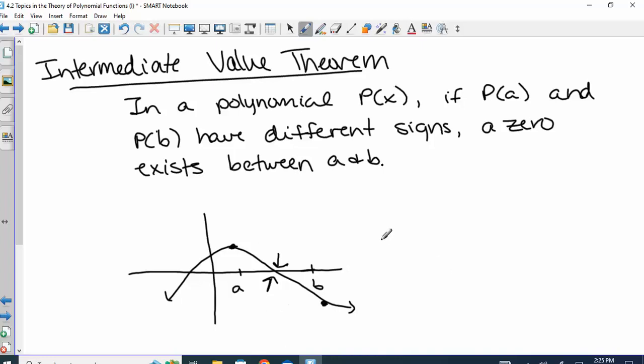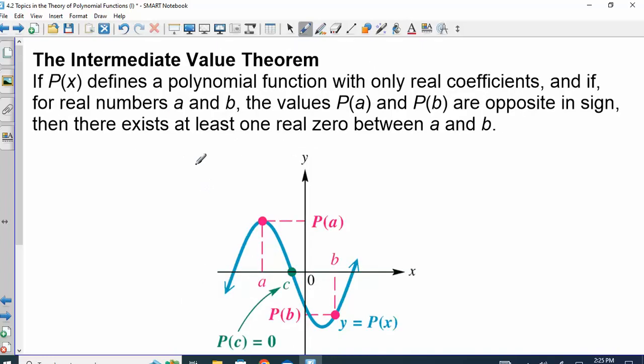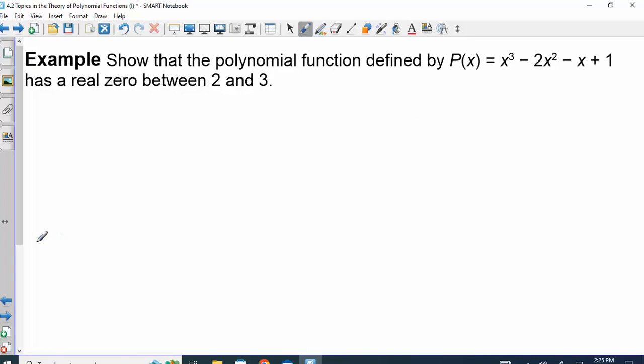So, a lot of times I will ask you to use this to prove that there's a 0 between two specific numbers. So we'll look at an example of that. I'm going to show that this polynomial has a 0 between 2 and 3. So there's some number between 2 and 3 that I can plug in that would make this whole thing equal 0.